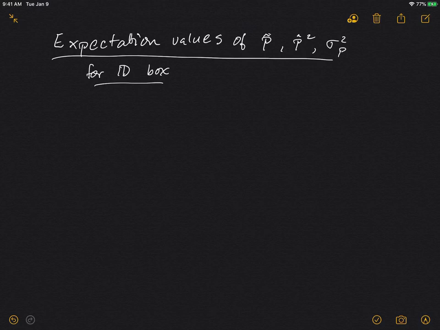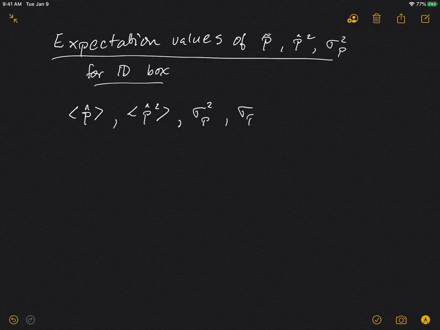Now let's move on to looking at momentum expectation values, again using the angle brackets to indicate expectation value or expected average. Also momentum squared, which is most useful for looking at the variance, sigma squared p, or the standard deviation, sigma p, for this system.